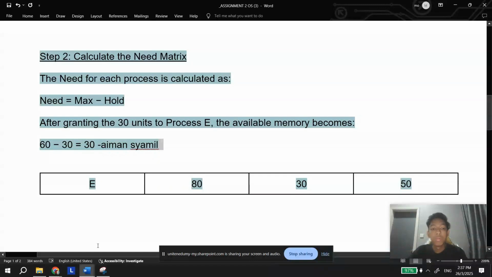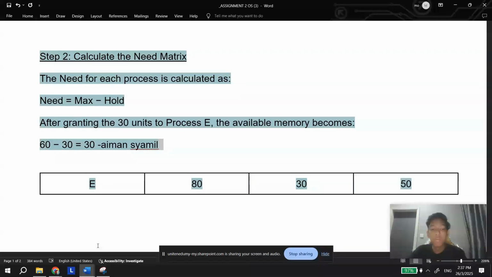Okay, so now we'll continue with question 3, step 2, which is to calculate the need matrix using the Banker's algorithm. The need for each process is calculated using this formula: need is equal to max minus hold. Let's apply that to each process. For process A, max is 50 and the hold is 35. So the need is 50 minus 35, which is equal to 15.